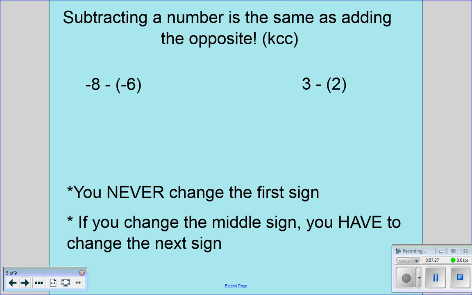So here's the trick, and you're going to want to write this in your notebook, and circle it, because this is the most important thing today. Subtracting a number is the same as adding the opposite. And you're like, I still don't get it. But trust me, it's okay. Subtracting a number is the same as adding the opposite. And then I call it KCC, and you're going to want to know that too. I still have 8th graders that talk about KCC, because that's how we remembered how to do that. Subtracting a number is the same as adding the opposite.